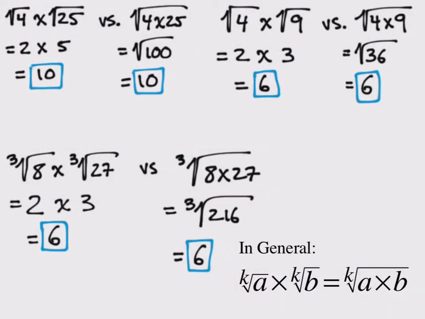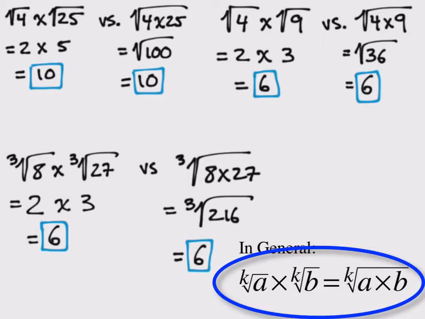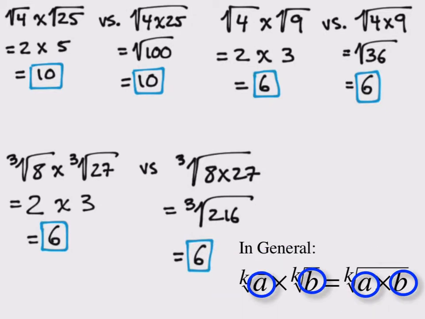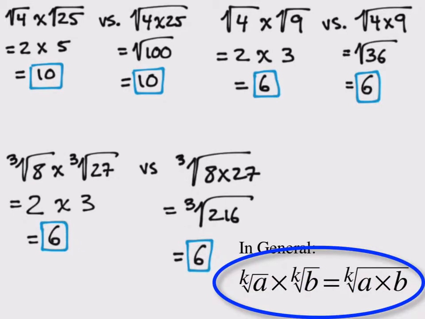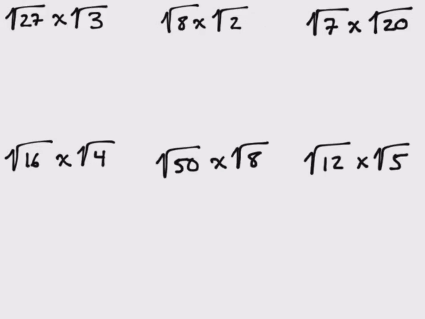Now, I'll be honest, there are some times when this is not going to be true, namely when both of the radicands are negative numbers. But we're not quite there yet, so for now, we're going to say that this always works. Now, how could this property be helpful for us? Well, let's check out a few more examples.